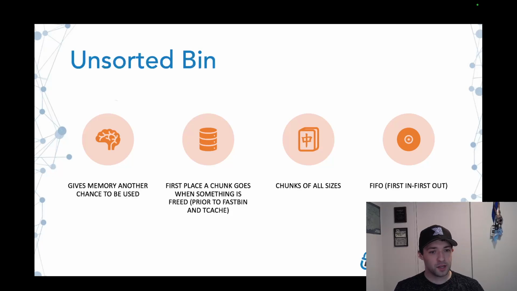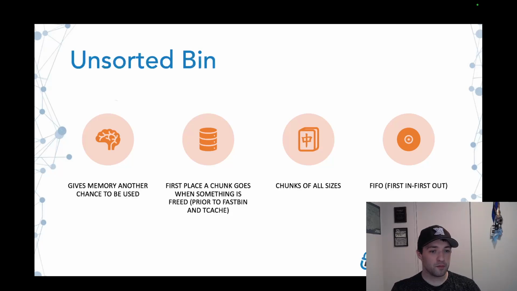The next one is the unsorted bin. So the unsorted, small, and large bin, which we're going to talk about, were kind of the original bin types that were within Malloc. Now, the unsorted bin can have chunks of all different sizes, and it gives memory another chance to be used. Prior to the fast bin and T-cache, this was the first place that something went, and it holds chunks of all sizes, which is unique. Everything else has a specific size range. The other thing that's unique is that it's first in, first out.